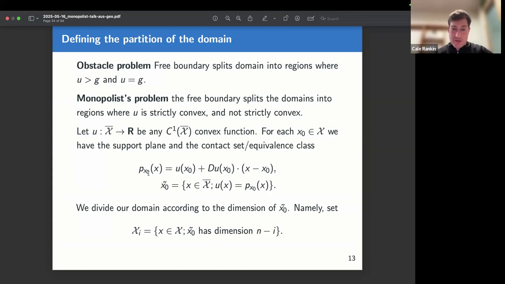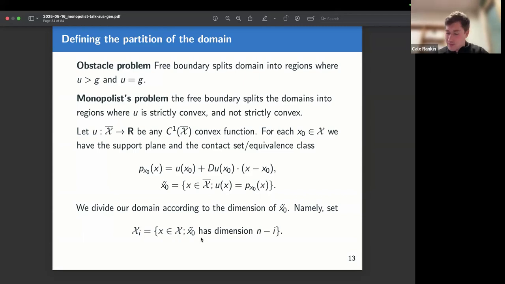Now, what we're going to do is introduce some notation. For any x_0 in the domain, p_{x_0} is the support at that point, and x̃_0 is the set on which that support contacts u. Now, we're going to divide up our domain according to the dimension of these. So curly Ξ_i is the set of x such that x̃_0 has dimension n minus i.